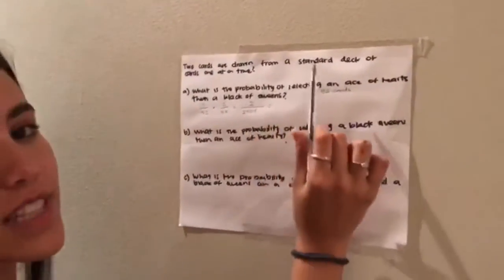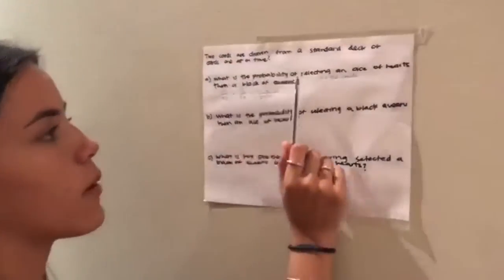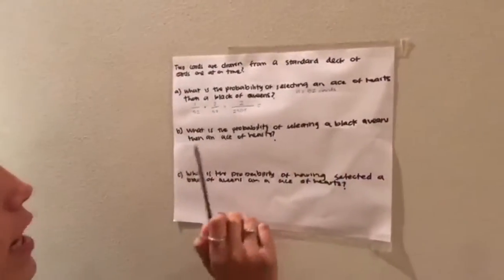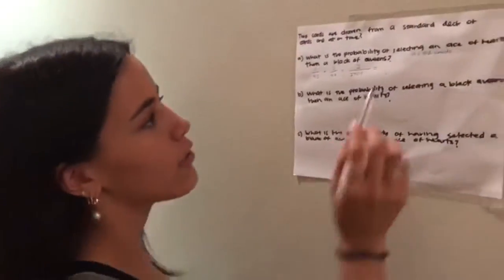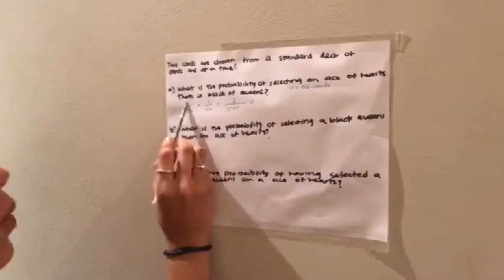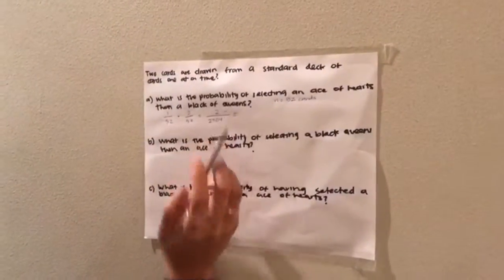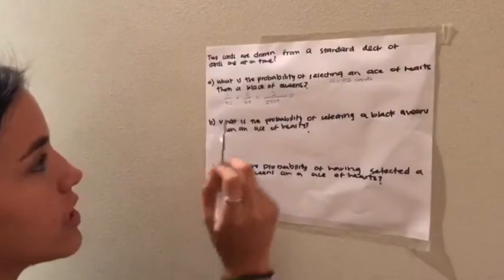Two cards are drawn from a standard deck of cards, one at a time. In A, we need to find what is the probability of selecting an ace of hearts, then a black queen. So in a deck of cards, we have 52 cards in total. So an ace of hearts, it's 1 out of 52 cards in total, times 2 black queens, because you only have 2 in all the deck.